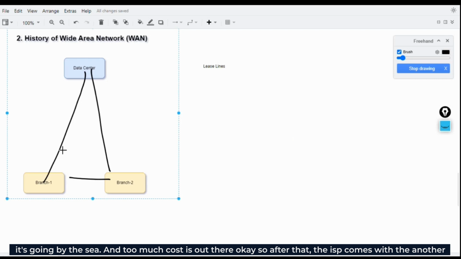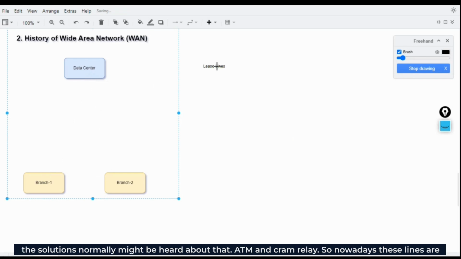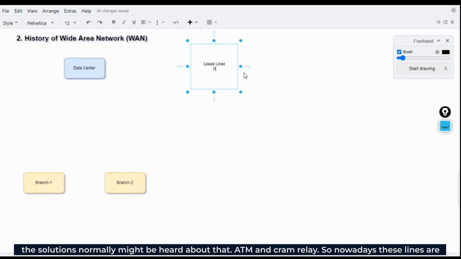After that, the ISP came with other solutions. You might have heard about ATM and Frame Relay. Nowadays, leased lines still exist, but ATM and Frame Relay do not. You might see them in some legacy systems, but they are not used nowadays. I'm not going to discuss this much, but I'll give you an idea of how it works.